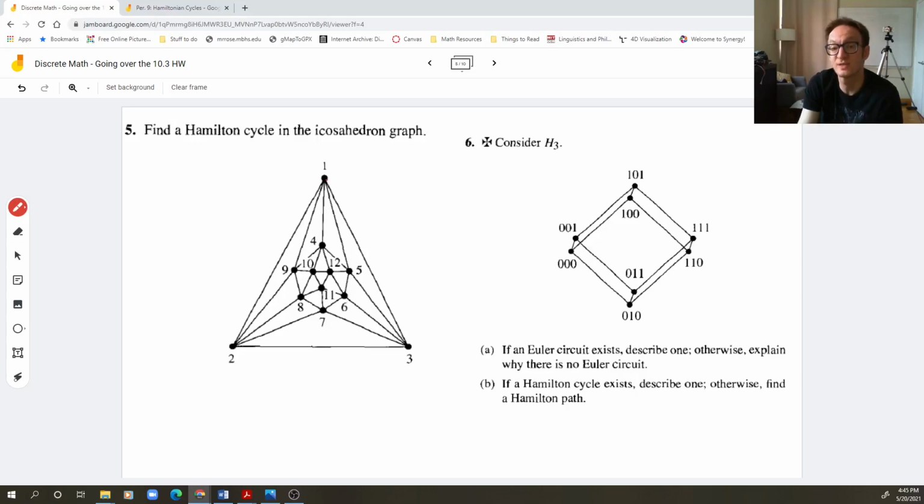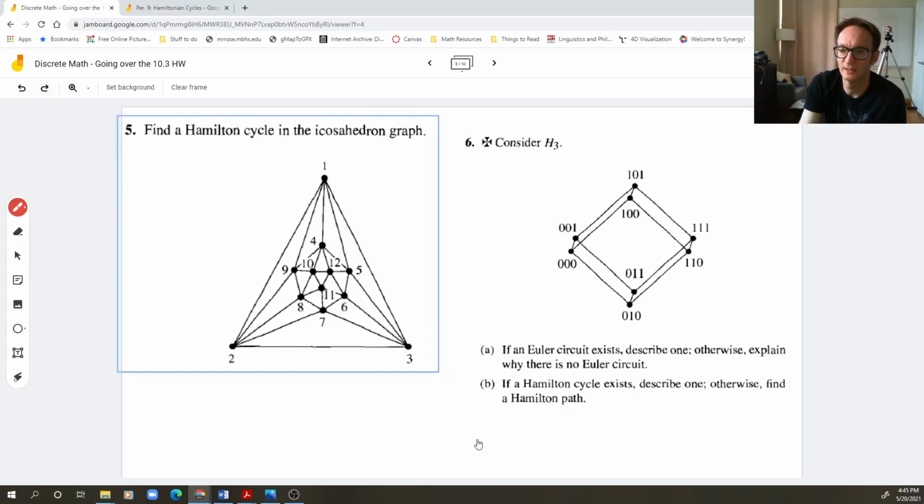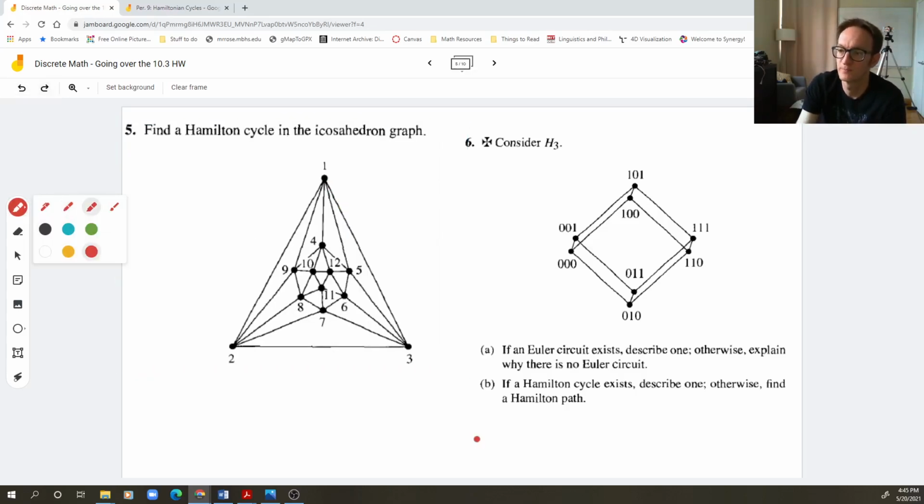So what do I need to do? I need to visit every vertex exactly once, and yeah, maybe it is better if I use the highlighter thing. Maybe that's prettier. Yeah, that is prettier. Okay, so good. That only took me half a video to realize that. What do I need to do? I need to visit every vertex exactly once, and I need to end up here at 1.